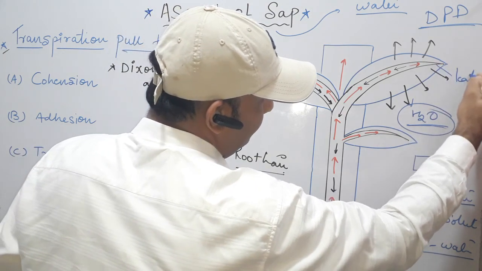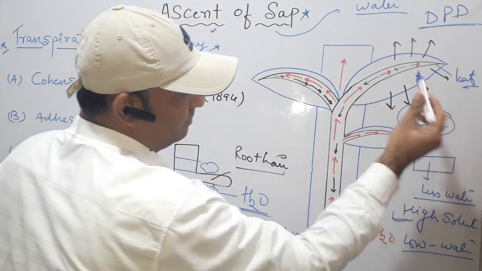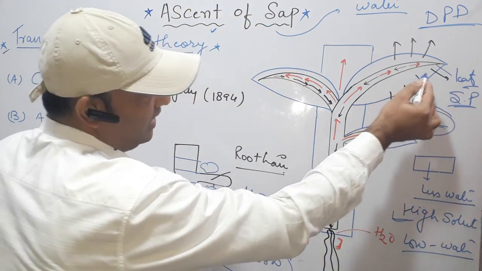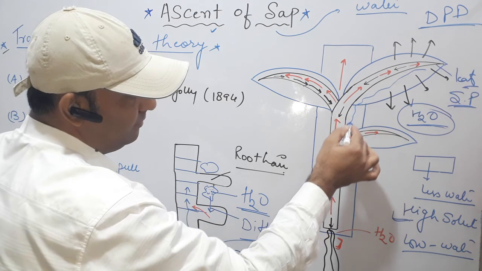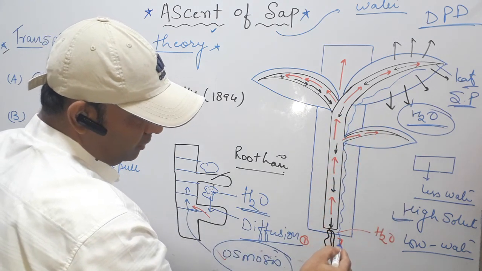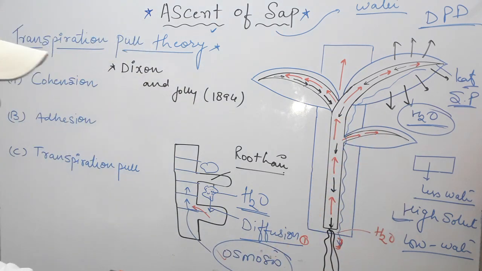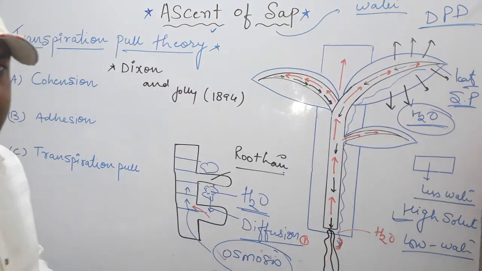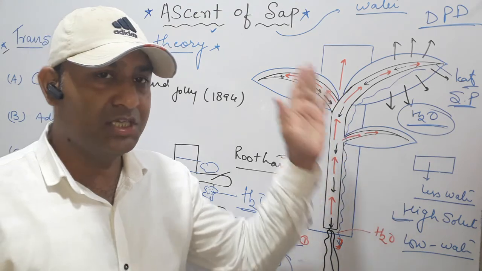Here the leaf mesophyll cell creates the suction pressure, or SP. This suction pressure wave travels from this area and then moves to the upper part of the root. And this suction pressure pulls the water and then transfers it to the different parts of the plant. So it is called transpiration pull.